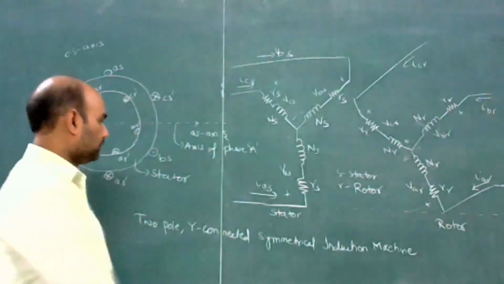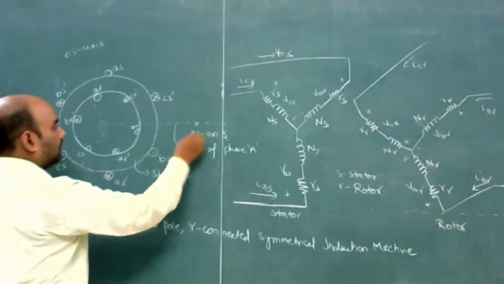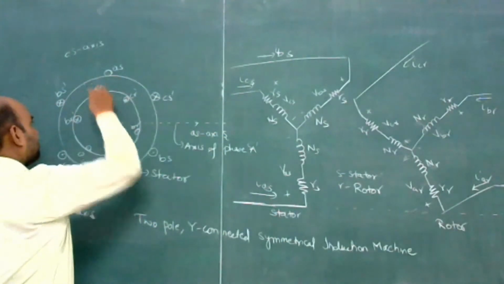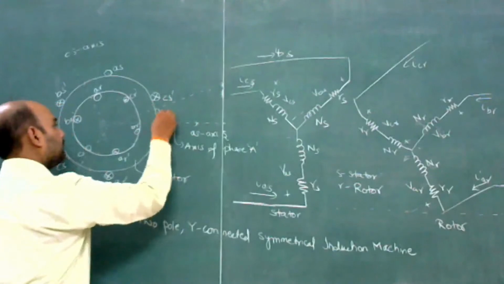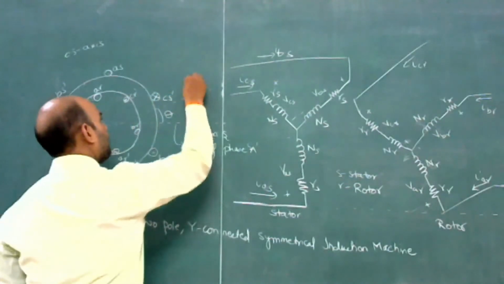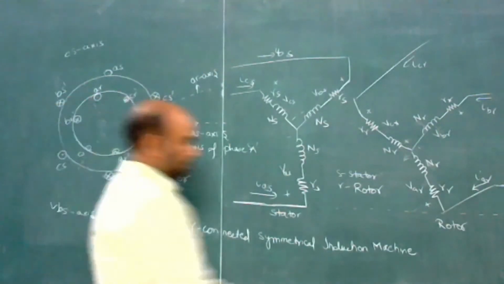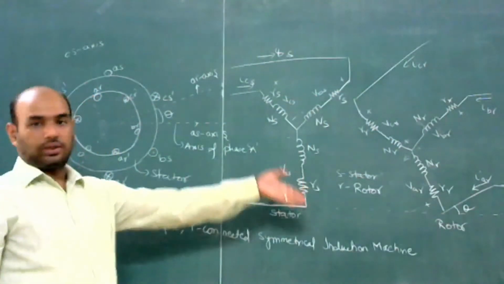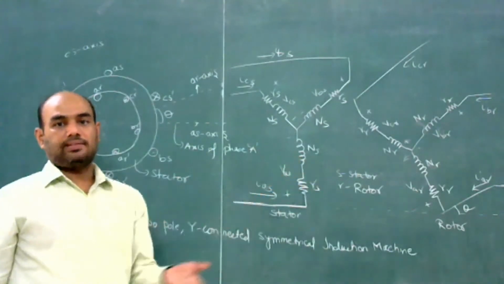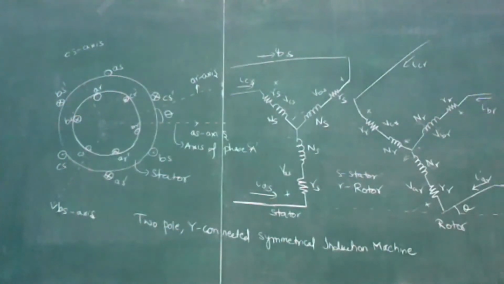Let us assume the AS axis and the axis of AR will be displaced by an angle theta. So this is the AR axis, like this. The axis of the rotor is displaced from the AS axis by angle theta.